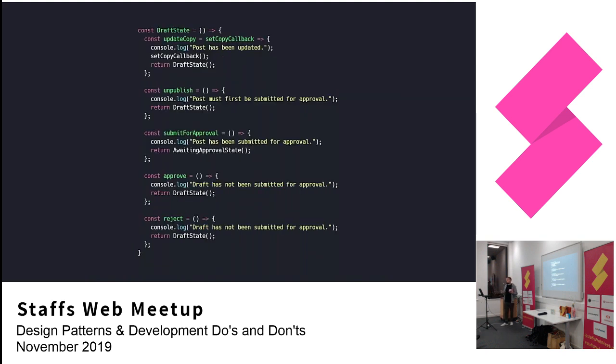And then this is what the finished draft state might look like. We're just doing the work for what a draft does. And then you notice the returns of each method. They each return a new state object.